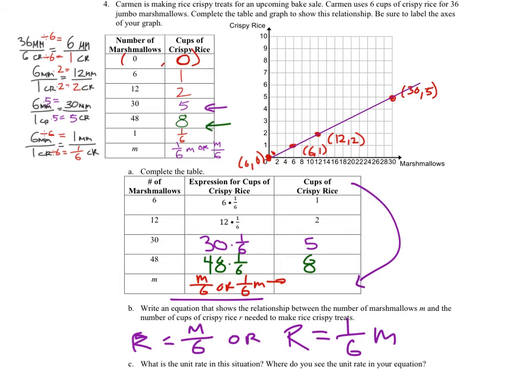What is the unit rate in this situation? It appears that it is 1/6 cup of crispy rice for 1 marshmallow. That goes right there.